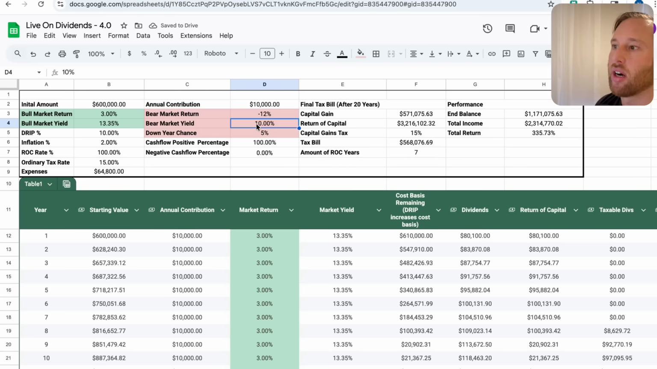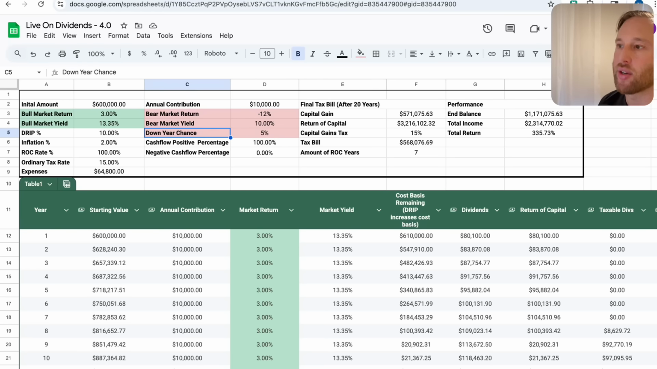these sheets. All right. And then this will be our bear market return, right? And bear market yield. All right. So in this case, again, these are changeable. If you want to adjust these, you can adjust them as you see fit. I'm saying in a bull market, we're going to see a 3% appreciation and 13% yield. But in a bear market, we're going to see a negative 12% depreciation and only 10% yield, which is a negative 2% effective yield or effective total return.